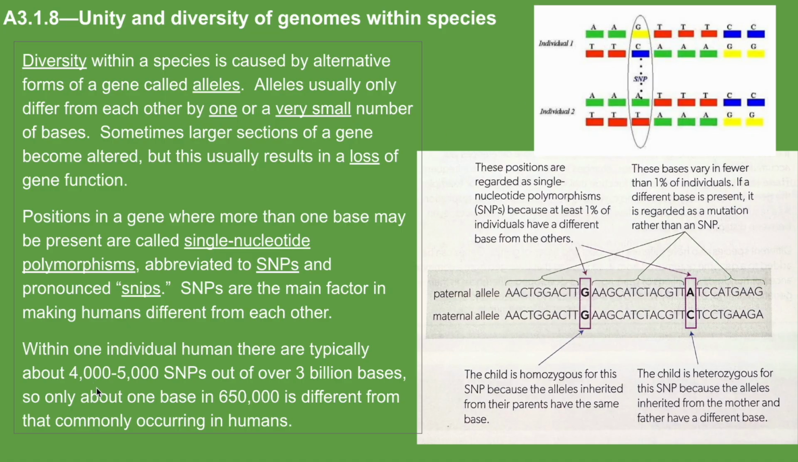Now, within one individual human, there are typically about 4,000 to 5,000 SNPs out of over 3 billion bases, which is mind-boggling because only about one base in 650,000 is different from that commonly occurring in humans. This just blows my mind about how similar we are. We are almost identical individuals. Only one base in 650,000 is even potentially different from anybody else on this planet.